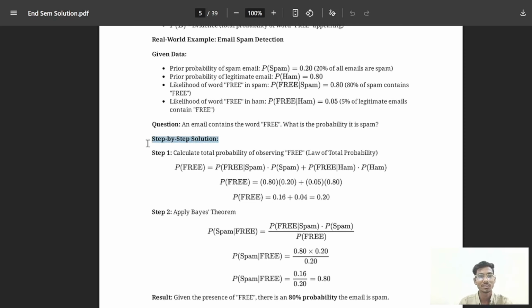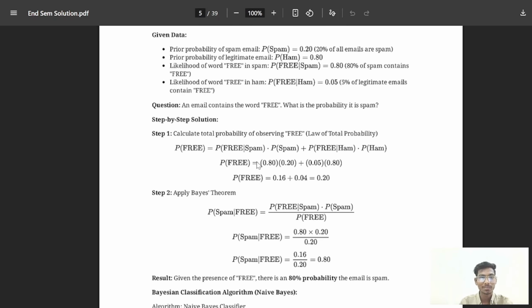Step by step solution. In first step, we find the probability of free. Probability of free conditional spam into probability of spam plus probability of free conditional ham into probability of ham. Is probability of free equal to, after calculating we found that probability of free is 0.20. Put the value, get the answer. Okay.